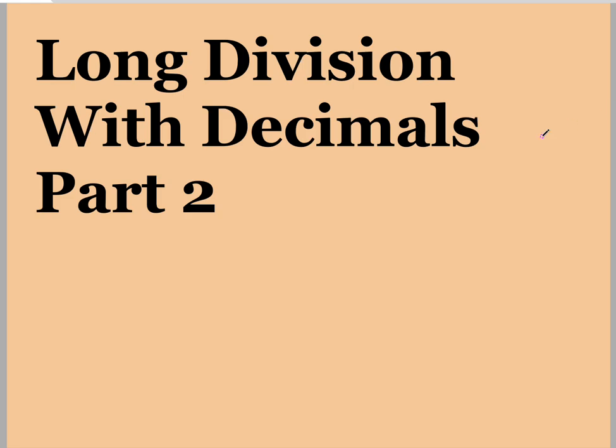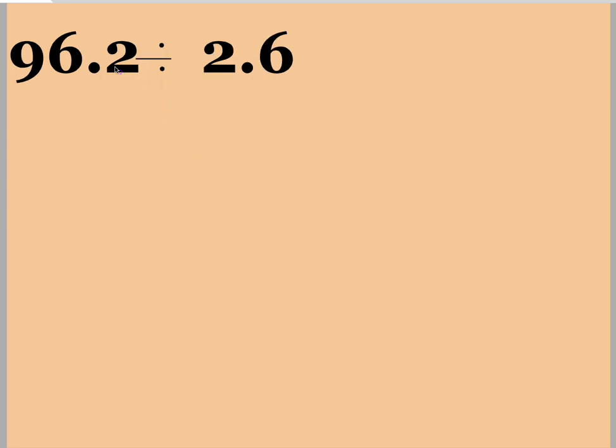Hi math friends, we're going to check out our long division with decimals part 2. This one is going to have decimals with the divisor and the dividend. So remember, when I write this as long division, I think of dividend in the house, and I get my 96 and 2/10 in the house, my divisor on the outside, 2 and 6/10.